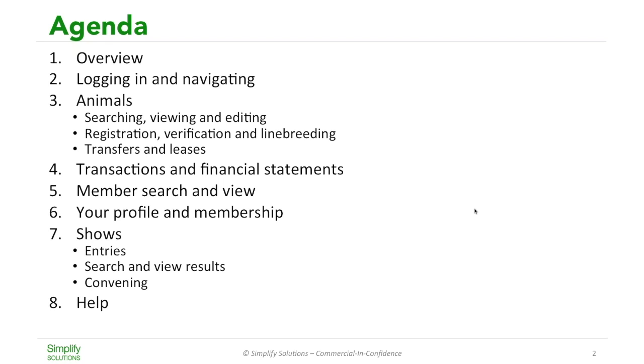So there's a lot of functionality and information on this system, and it's not important that you know and learn it all. It's fine if you just focus on the three key things that I'm going to focus on today, which are animal registration, animal transfers, and show entries. They're the three key things that I think are really important for you to learn about, and the three things that I'm going to spend most of my time on this morning. But I will show you some other functions.